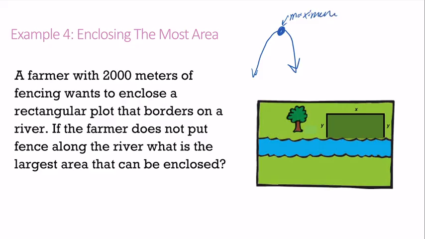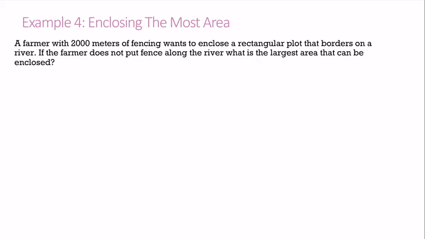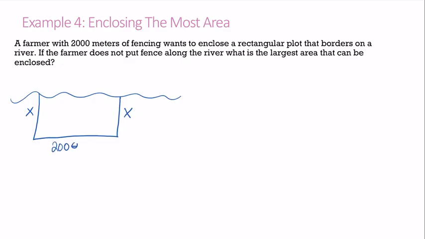So a farmer has 2,000 meters of fencing and wants to enclose a rectangular plot that borders on a river. What is the largest area that can be enclosed? So let's think about this. I've got my river and I've got my fence. Let's let this be our unknown, x.